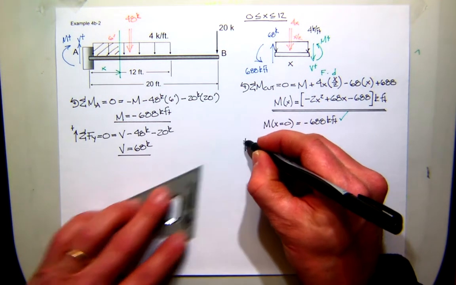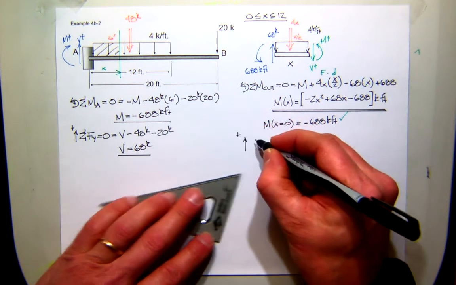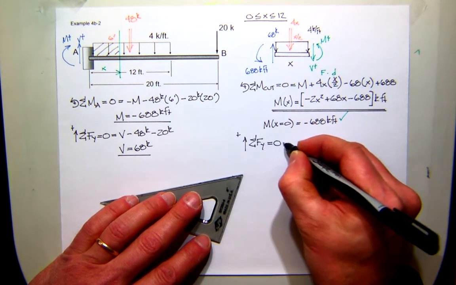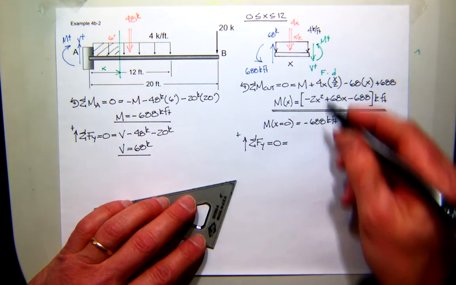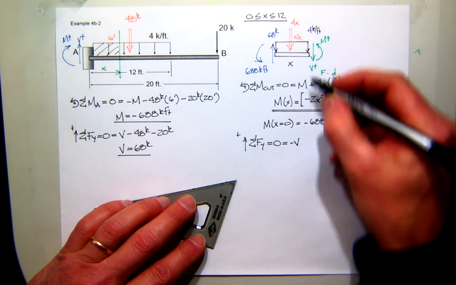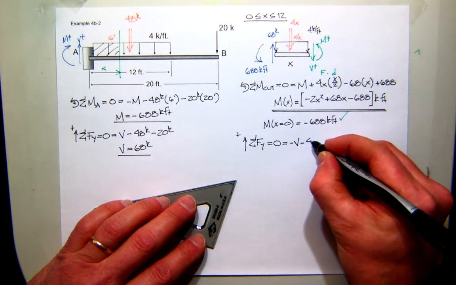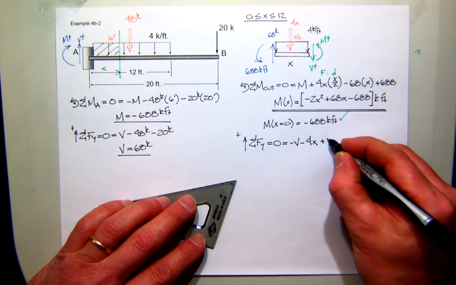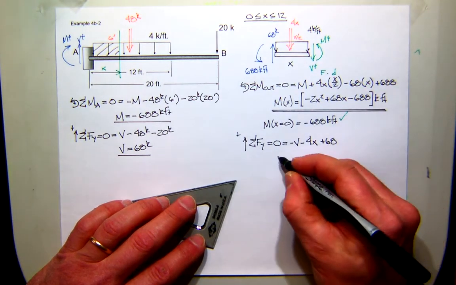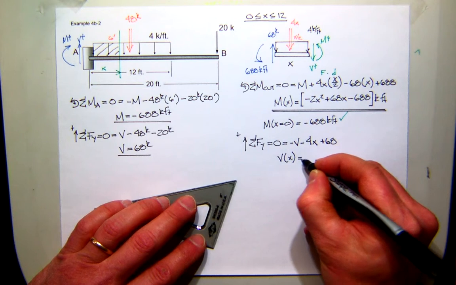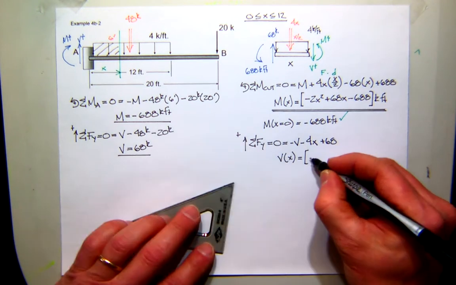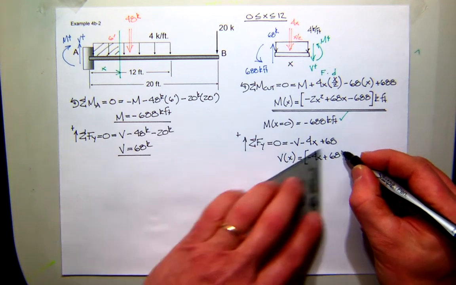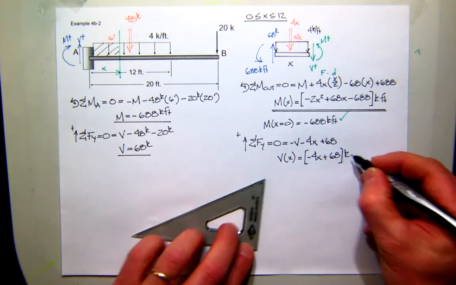The next thing we can do is sum forces in the y direction. So we'll do that. Shear is acting down. Our equivalent force is acting down. The reaction force is acting up. So when I solve for shear as a function of x, I get minus 4x plus 68. And that should have units of kips.